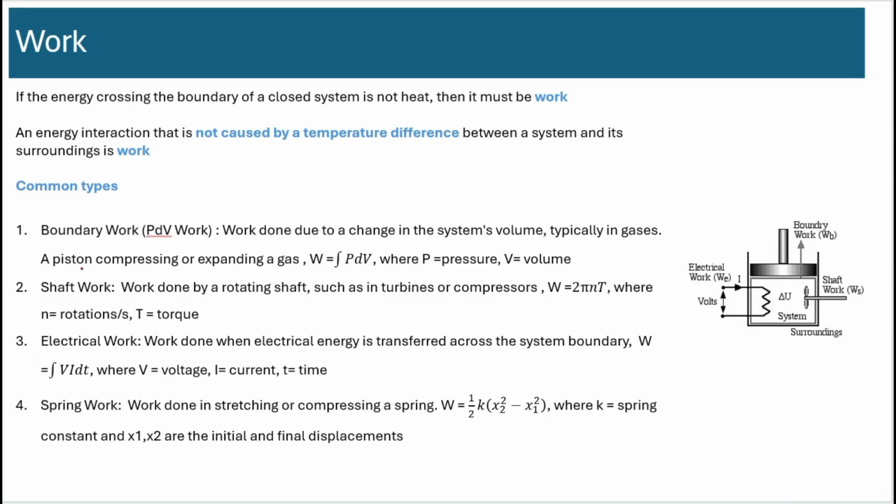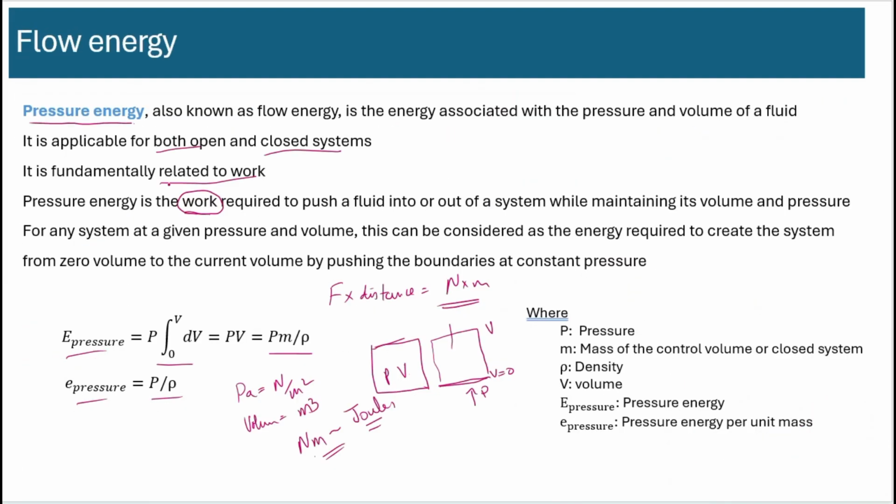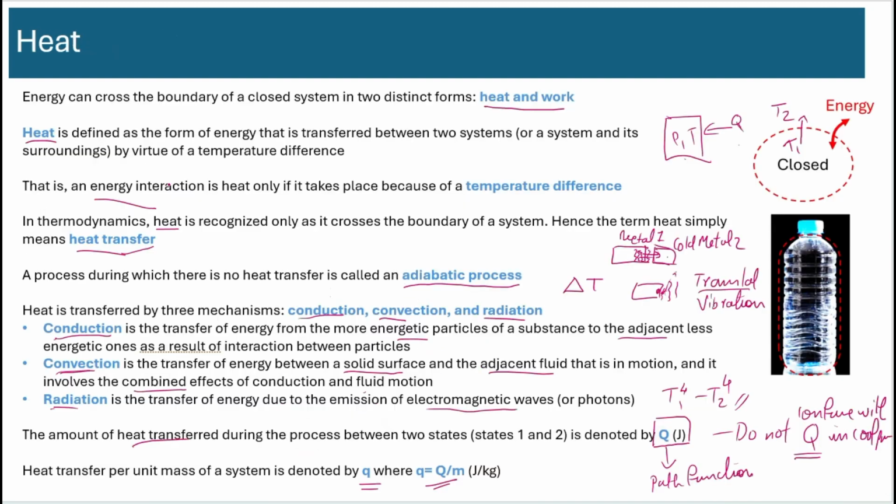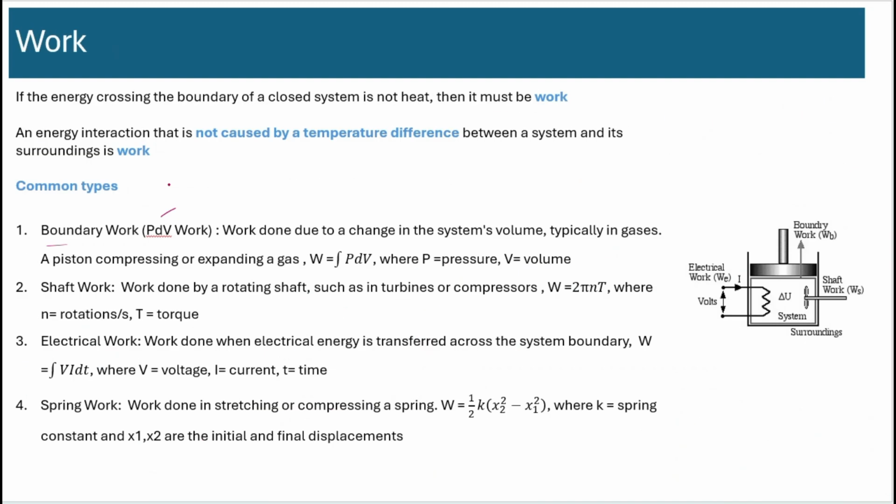Well, you can do that in several different ways, and four different ways are shown here. One is boundary work. It's called the pressure volume work. This is similar to the pressure energy we talked about earlier. In closed systems, the pressure energy is actually considered as work. In open systems, the pressure energy is considered part of energy. So it's a little bit confusing.